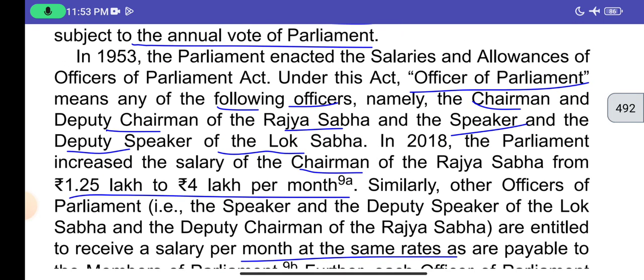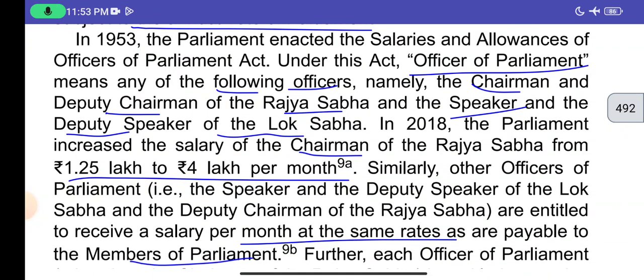In 1953, the Parliament enacted the Salaries and Allowances of Officers of Parliament Act. Under this Act, Officer of Parliament means any of the following officers, namely the chairman, deputy chairman of Rajya Sabha and speaker and the deputy speaker of the Lok Sabha. In 2018, the parliament increased the salary of the chairman of the Rajya Sabha from 1.2 lakh to 4 lakh per month. Wow.